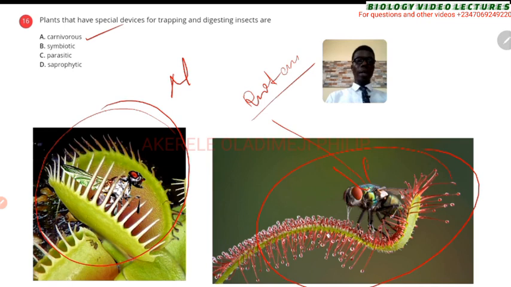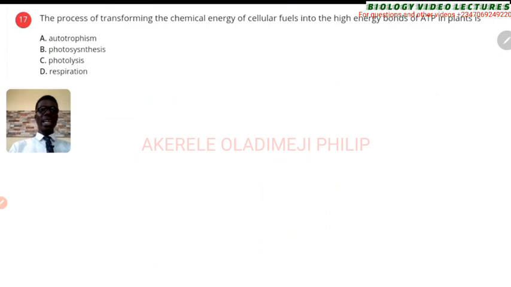The process of transforming the chemical energy of cellular fuels into the high energy bonds of ATP in plant yeast.